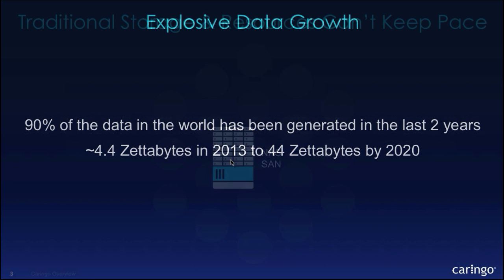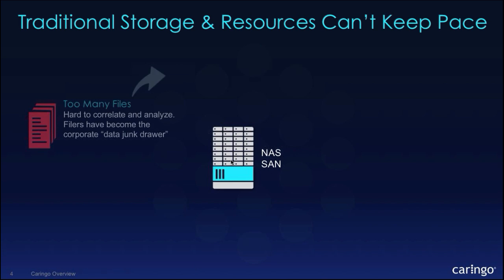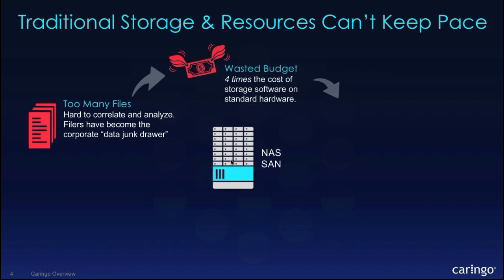But depending on which analyst you want to believe, there's about 4.4 zettabytes in 2013, which is forecasted to increase to 44 zettabytes by 2020. It's an unfathomable amount of information. And traditional storage resources can't keep up. You have too many files. When you have too many files, file systems really have a hard time protecting billions of files. And a lot of companies that we work with have billions of files.